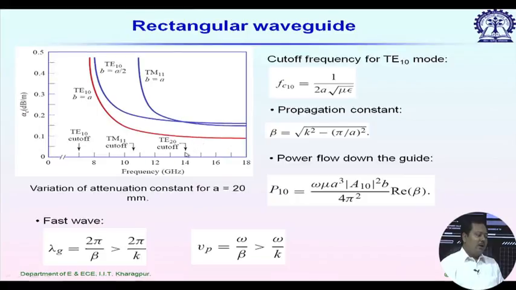And if we calculate lambda g for each and every case, we have 2 pi by beta, which is always more than lambda naught, or in other words, phase velocity will always be higher than c. So, that means rectangular waveguide supports only fast waves. The TE mode is a fast wave mode.